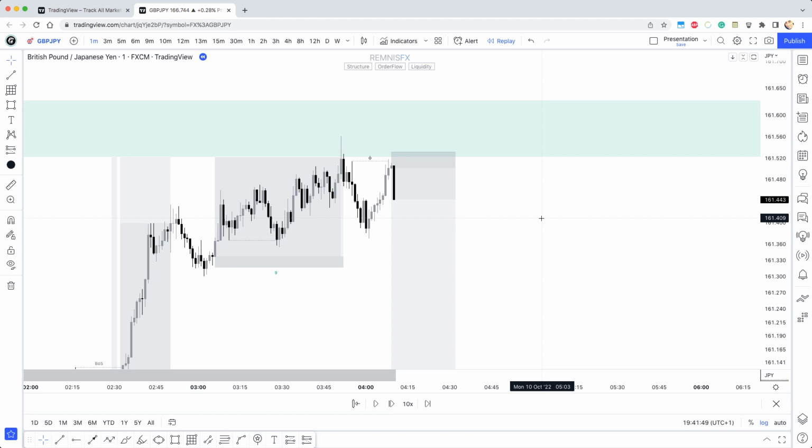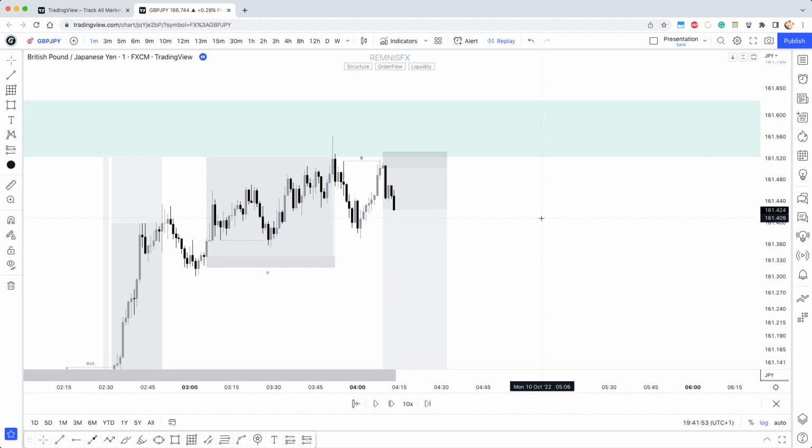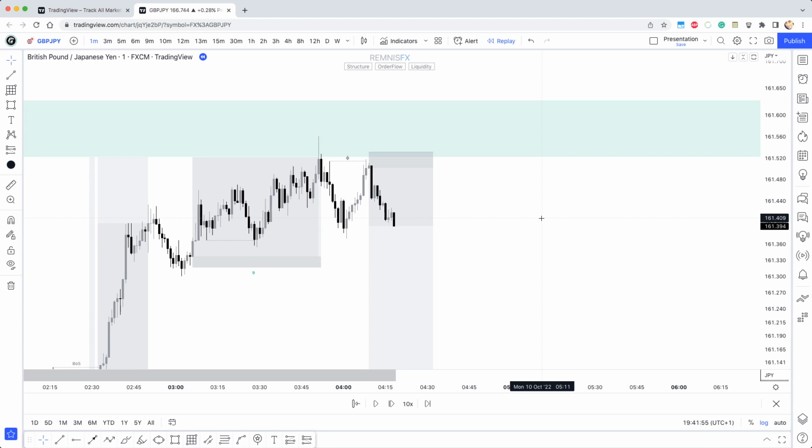Okay, we got tapped in. Oh yeah, look, and there starts the volume to come in, right? Okay, now let's see. I see here some mitigation happening, and again I would consider entering from this point because we are now in an extreme area of price action, the point of interest, right?